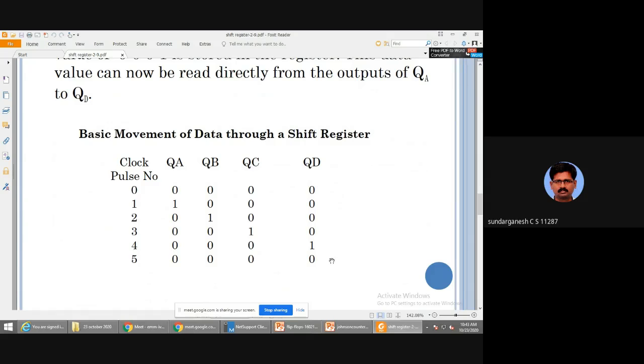So this is the operation of a serial input, parallel output. Parallel output means you can take all the outputs simultaneously. Serial input means you can give input one by one. So at least 4 clock pulses are needed to get the full output for a 4-bit shift register.